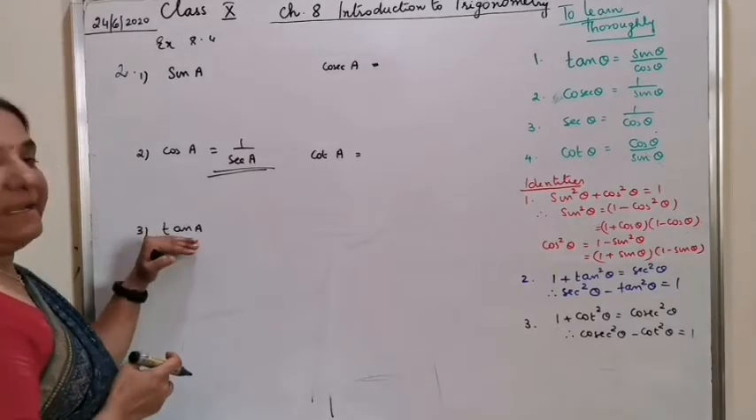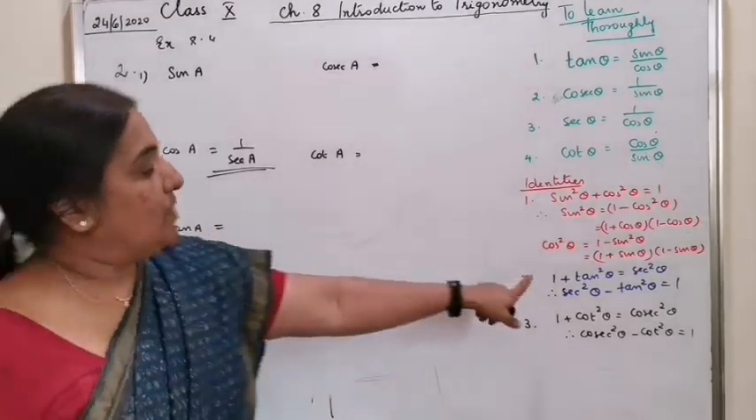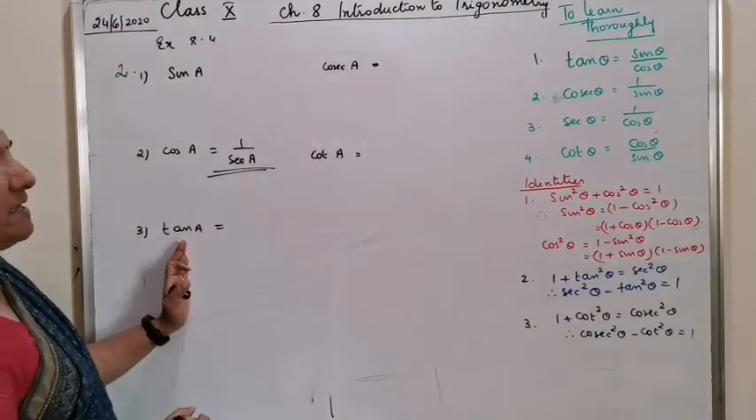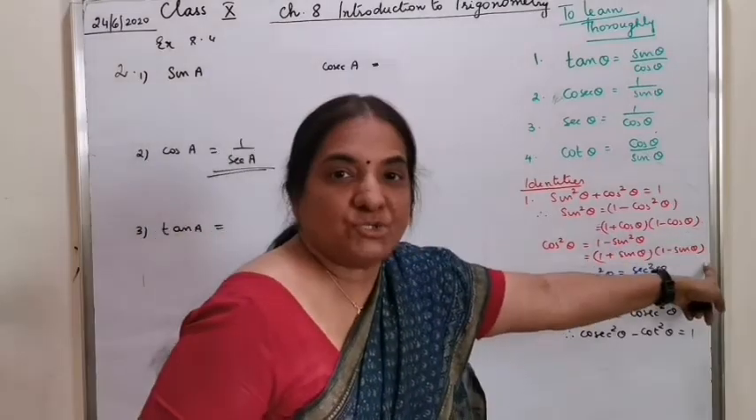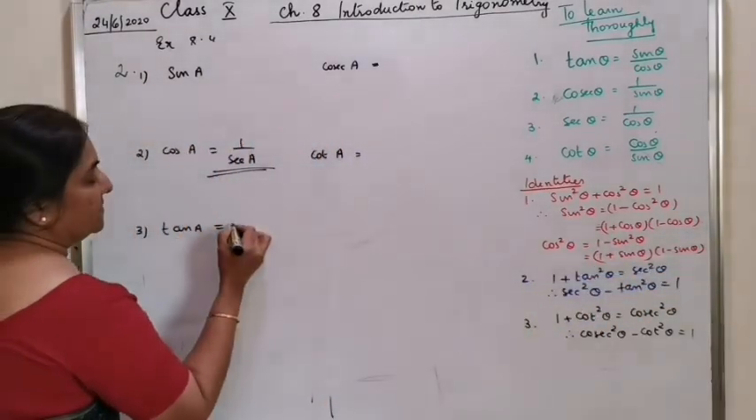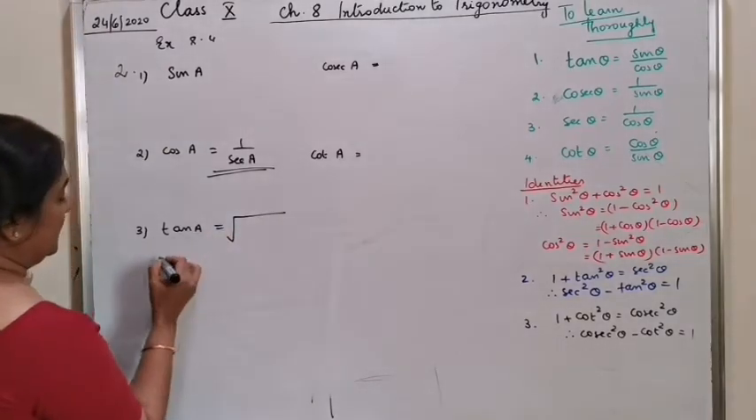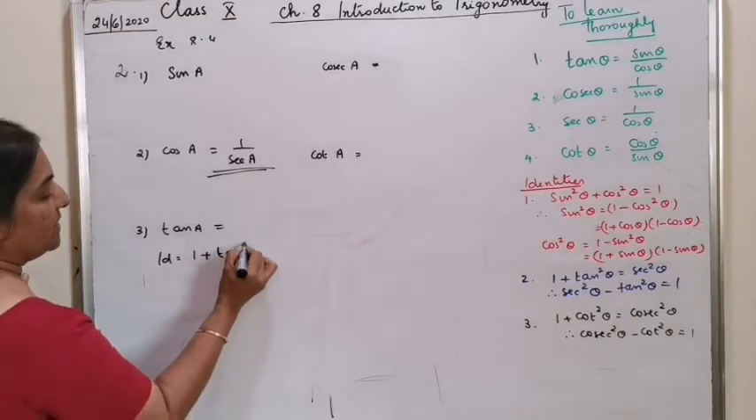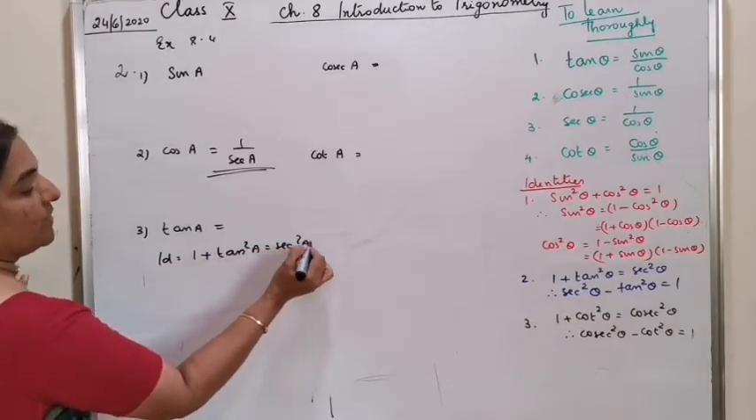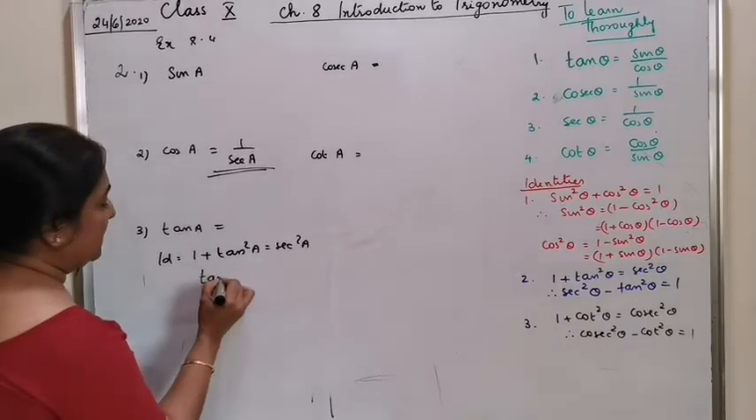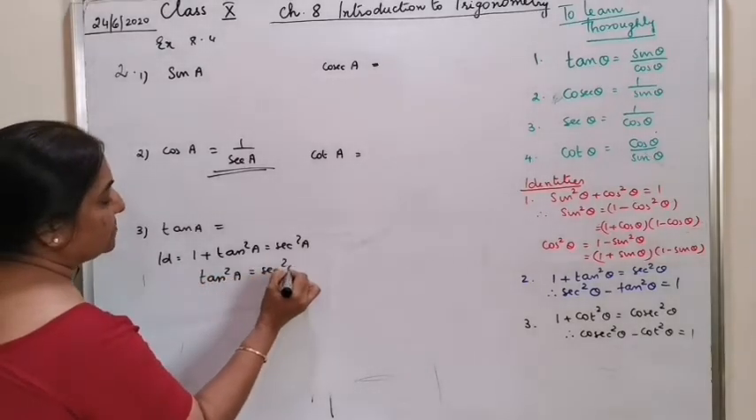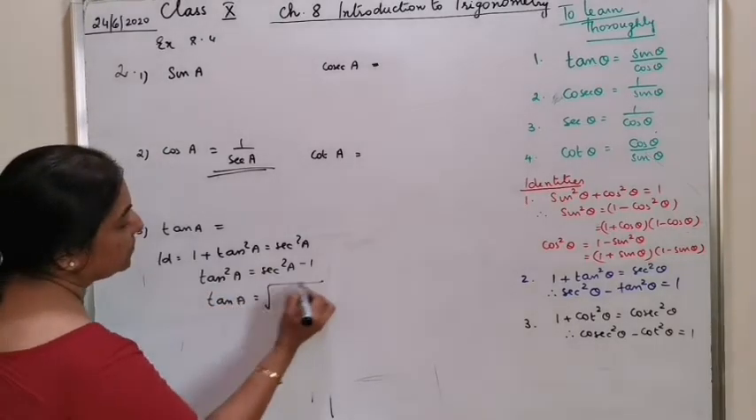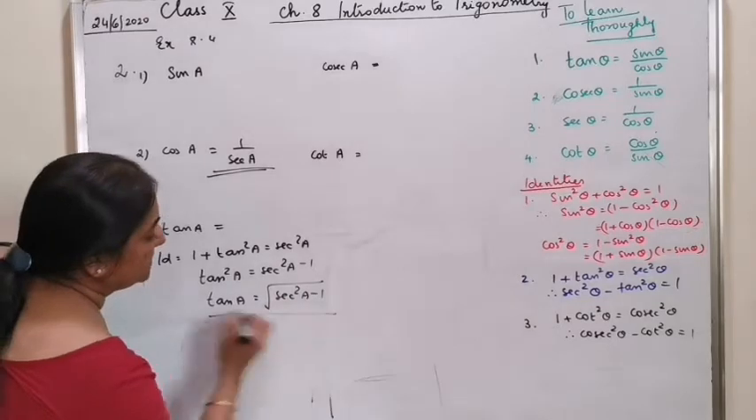In the same way for tan, the identity 1 plus tan square A is equal to sec square A shows that tan square A is sec square A minus 1. I will write the identity first. Identity is 1 plus tan square A is equal to sec square A, or tan square A can be written as sec square A minus 1, or tan A can be written as square root of sec square A minus 1.